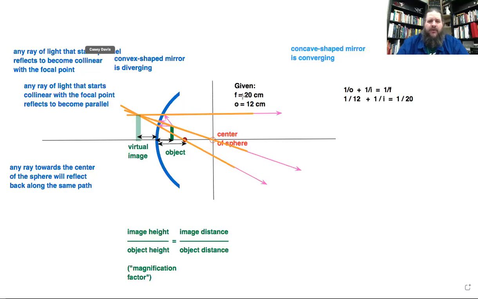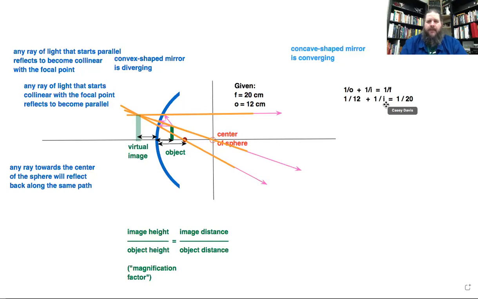And let's say the focal length is given as 20 centimeters. That's usually known for a mirror. Or maybe you have enough information to find it. And let's say we also know where we're putting the object. If we fill those in, 12 for the object distance and 20 for the focal length, how would you start solving for the image distance here? How would you start algebraically solving for I?